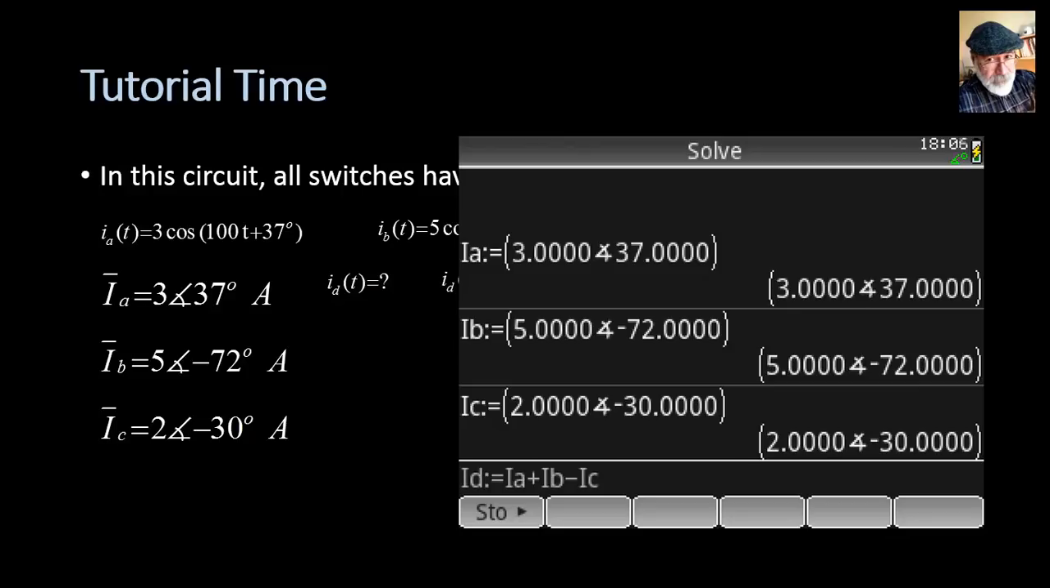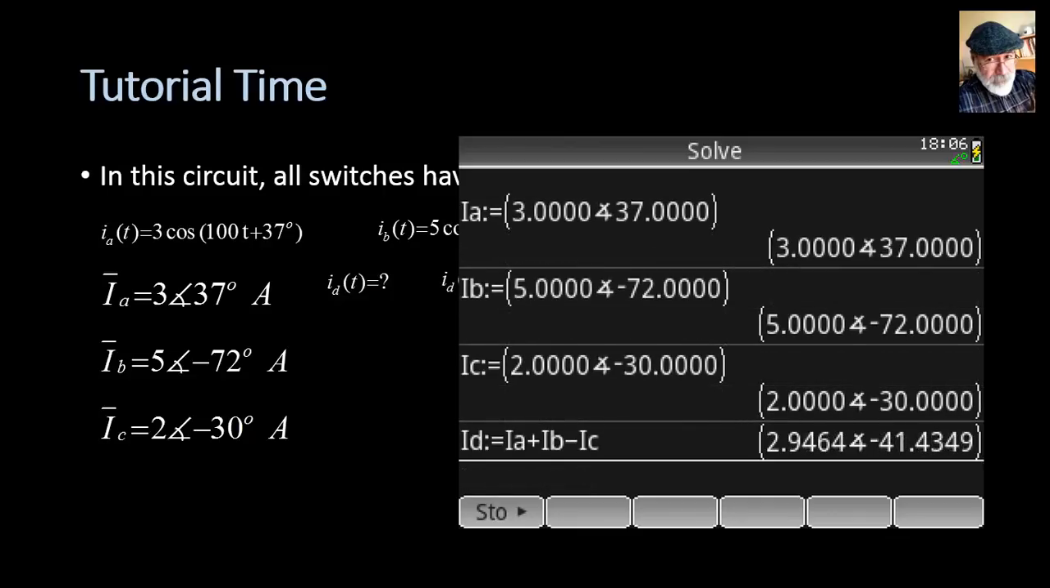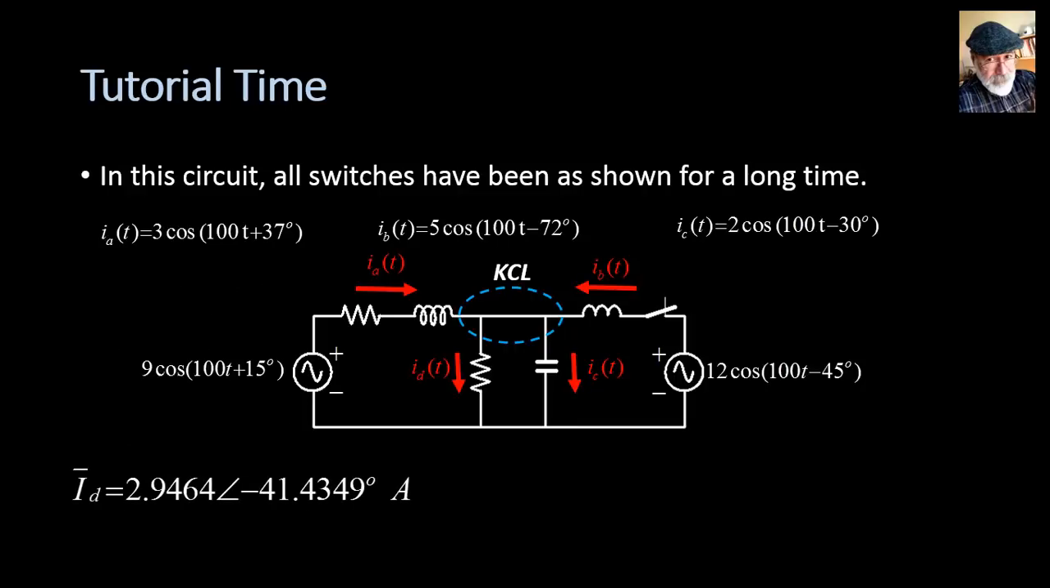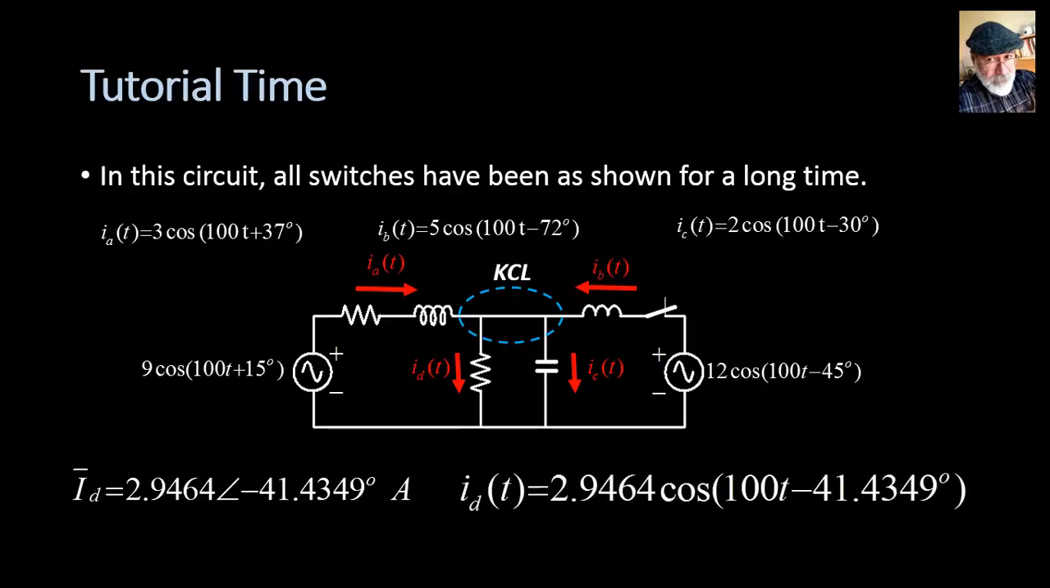And now we write ID colon equal, it's defined as IA plus IB minus IC. Enter. That is ID, or rather, that is the phasor that represents ID. The actual current ID with that phasor needs to be written as a function of time. Peak value 2.9 amperes, the frequency is the same, 100 radians per second, and the phase negative 41 degrees.